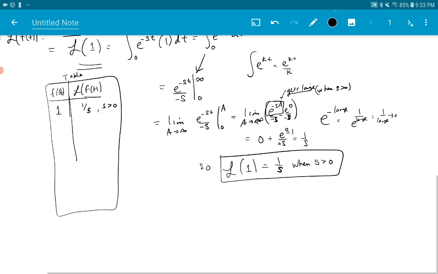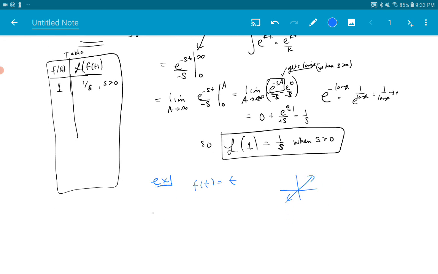Let's do another example and change colors. What's another simple function? How about f of t is equal to t? That's a pretty simple function, right? Here's the graph of that. It just looks like that. Let's find the Laplace transform of that function.